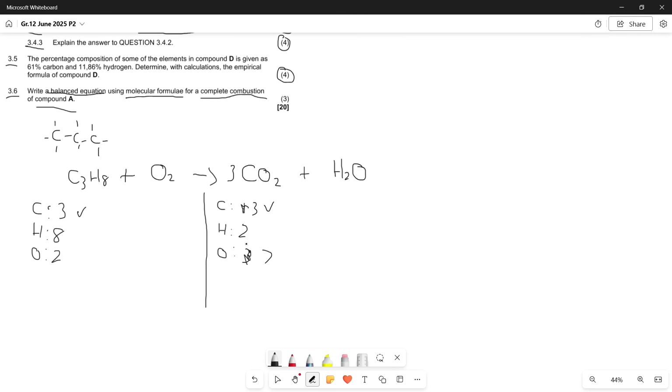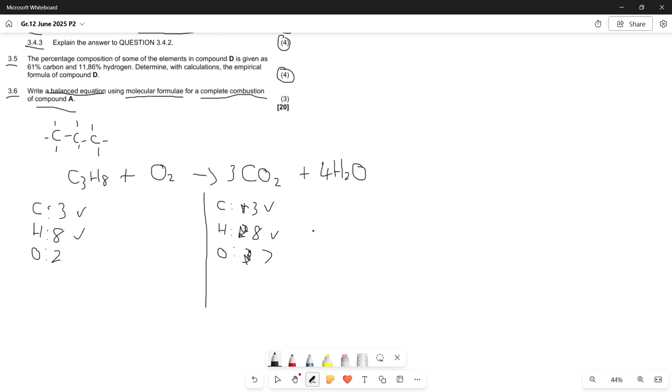So on this side we need to update our amount of H's in our H2O. There are 2 hydrogens in our water molecule over here, which means we have to put a 4 in front of it in order to balance our H's, because 4 times 2 gives us 8 over there. And then that means we have H8 over here, and 4 multiplied by 2 is 8 as well.